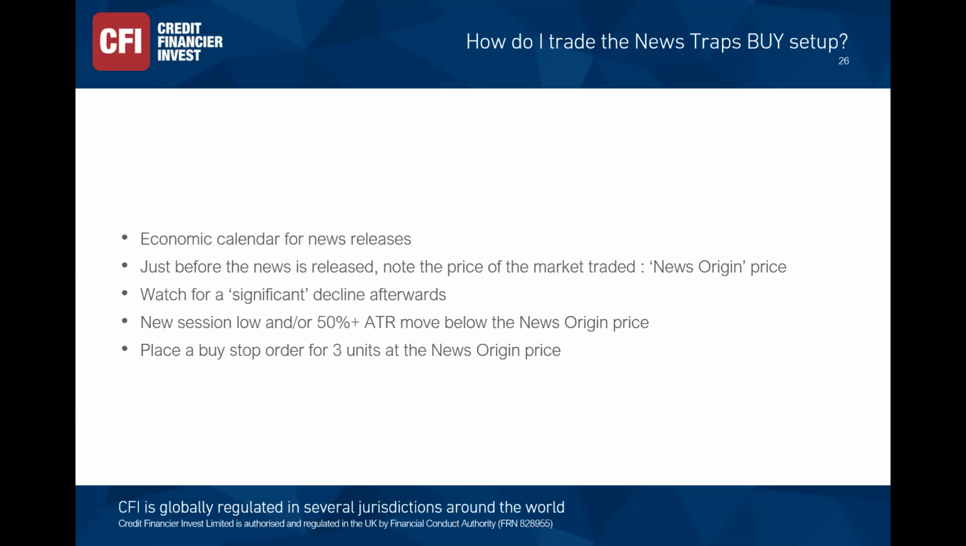Okay, so let's assume that we get the break to the downside. We get a move of at least 50% of the ATR below the news origin point. Then we want to place a stop to buy the market at the news origin price. That's going to be our trigger level, the entry point for our long trade if we get to the point. If we don't get to the point, there is no trade.